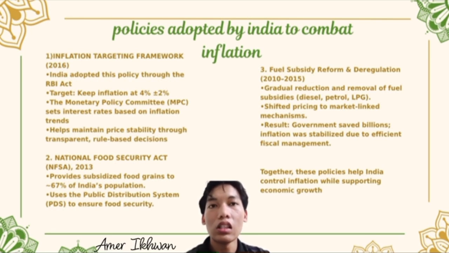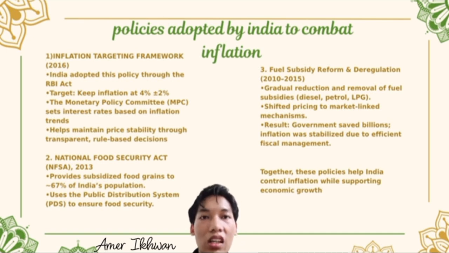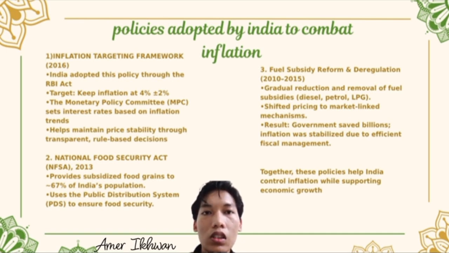In 2016, India introduced an inflation targeting framework through an amendment to the RBI Act. The target was set at 4% plus or minus 2%, and the Monetary Policy Committee was formed to adjust interest rates based on inflation data. This system made monetary policy more predictable and transparent, helping to control price stability in the long run. Next is the National Food Security Act, which ensures subsidized food grains for around 97% of the population.